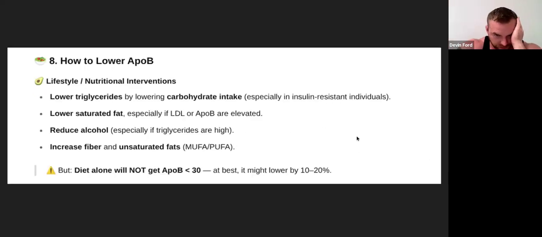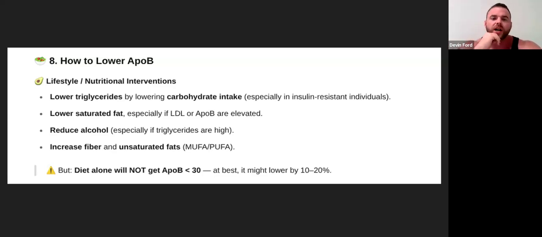So here's where it gets more interesting. How do you lower ApoB? Number one, you want to lower triglycerides. Triglycerides are typically increased from a high carbohydrate intake, which comes with a lot of insulin resistance issues, inflammation, all this kind of stuff. So the same ways you would basically get healthier, reduce your fat, go into a calorie deficit to reduce fat, all that kind of stuff will generally lower your triglycerides.